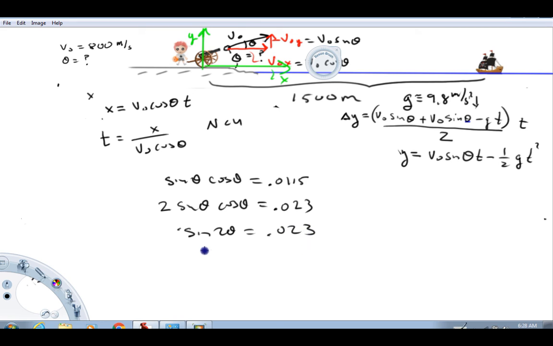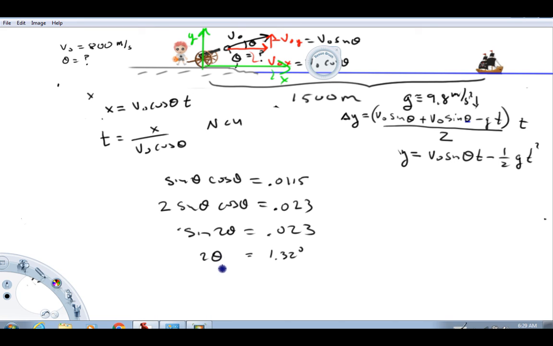Next step is to take the inverse sine of both sides. Would somebody please make sure your calculator's in degree mode and give me the inverse sine of 0.023? 1.32, okay. Now, when we take the inverse sine of both sides, we get 1.32 degrees, but keep in mind the inverse sine of the left-hand side is not theta. If you take the inverse sine of the sine of 2 theta, what you get is 2 theta.